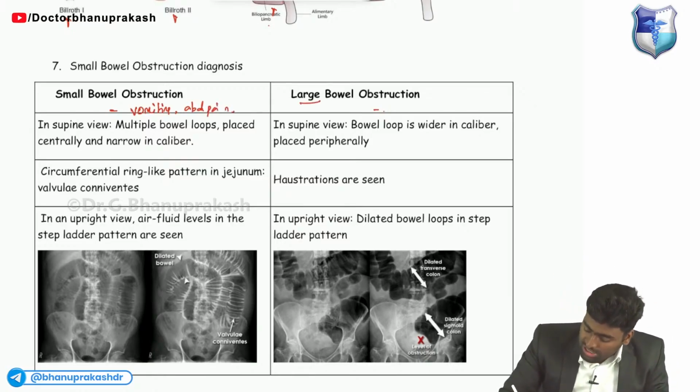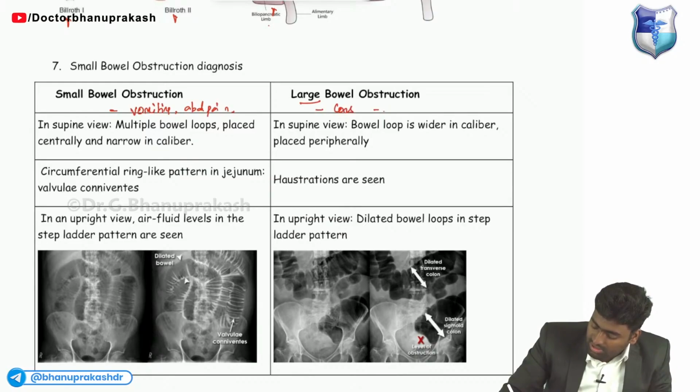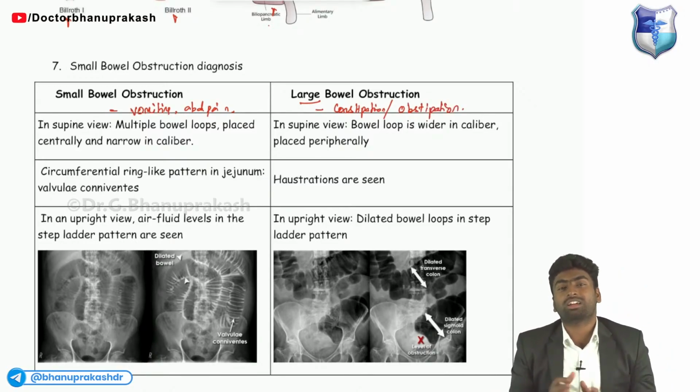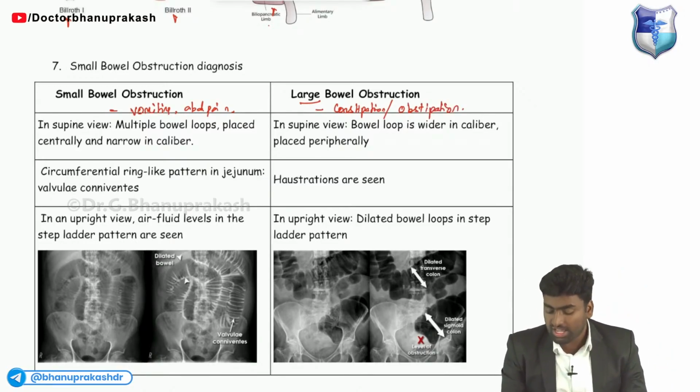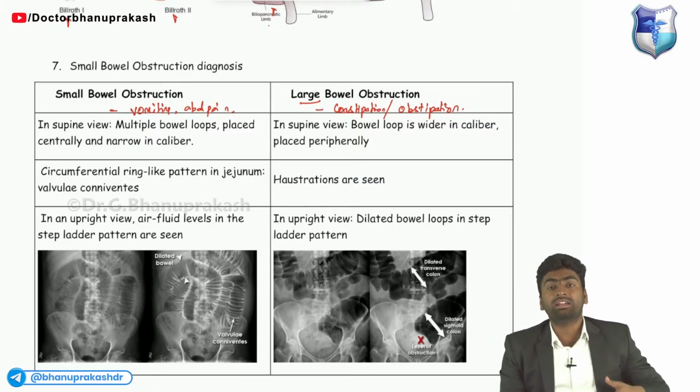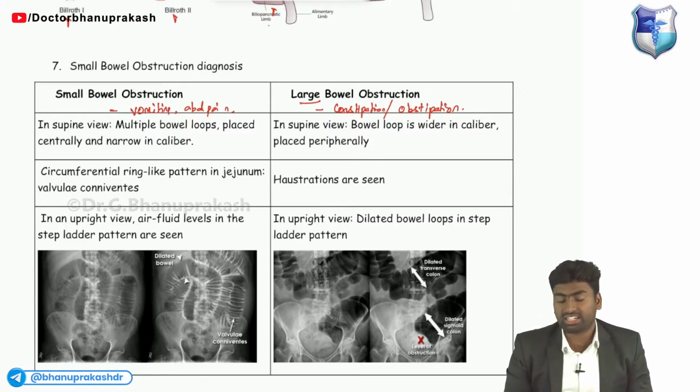Whereas in a case of large bowel obstruction, it presents with constipation or obstipation. There will be complete loss of motion passing and no gas will be passed. So it is known as constipation or obstipation, along with pain, guarding and rigidity. This will be seen in a case of obstruction.